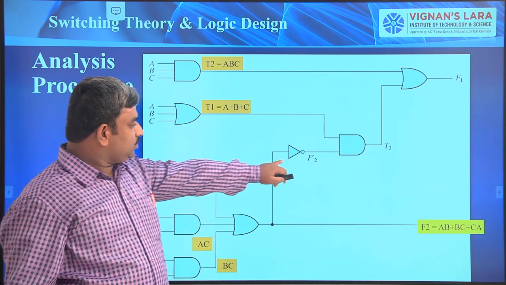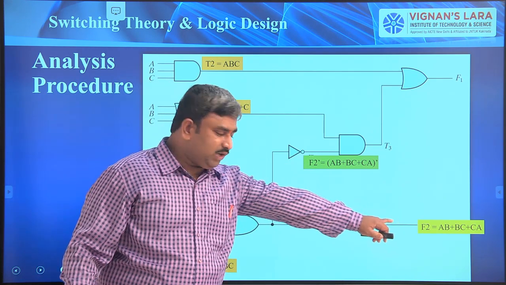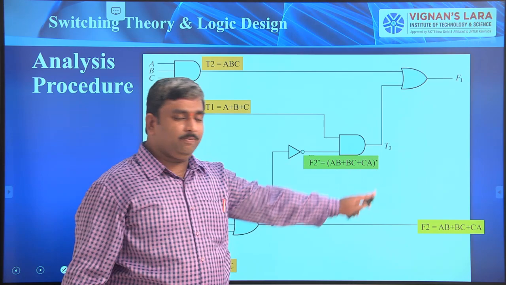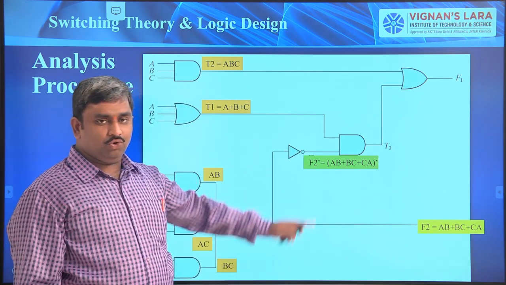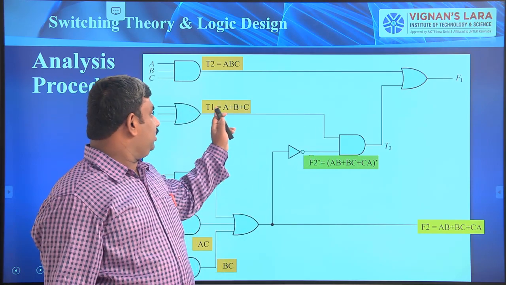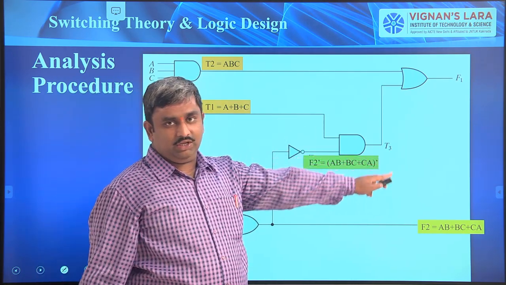Next, this is F2 bar. F2 bar is equal to the complement of that one, that is AB plus BC plus CA whole bar. I have represented that with an apostrophe symbol, that is whole bar. Okay, so F2 bar is the input for T3. T1 and F2 bar are the inputs for the T3 AND gate.